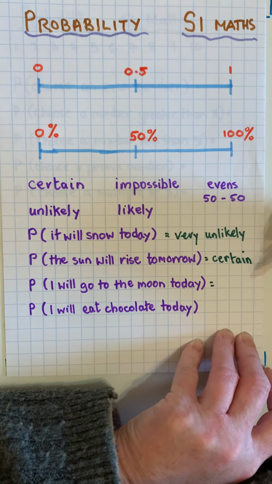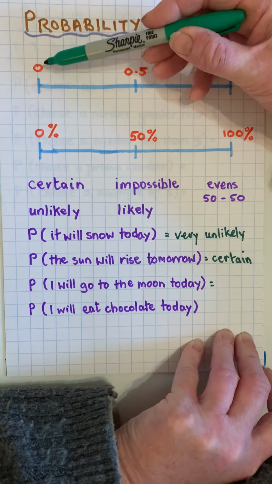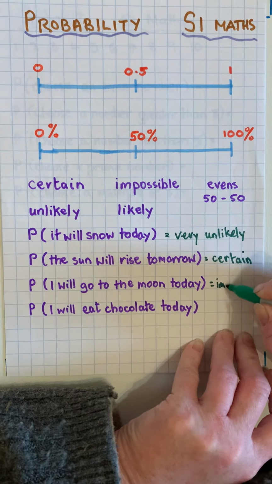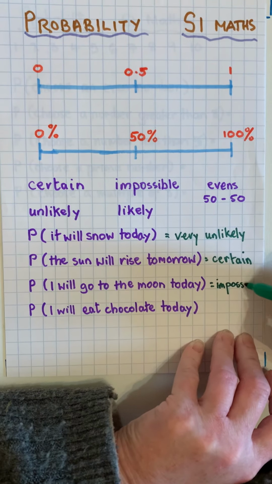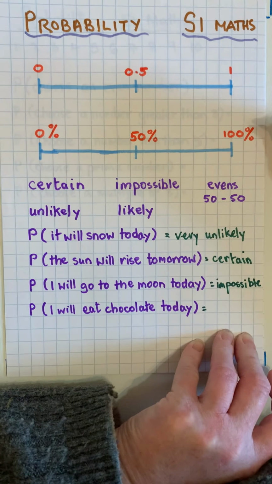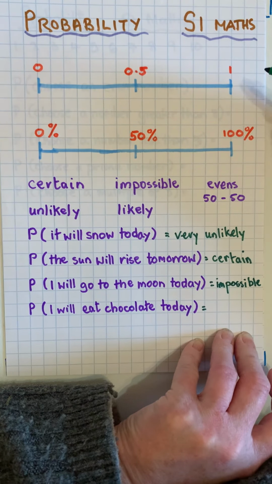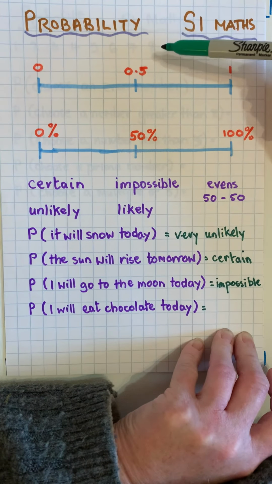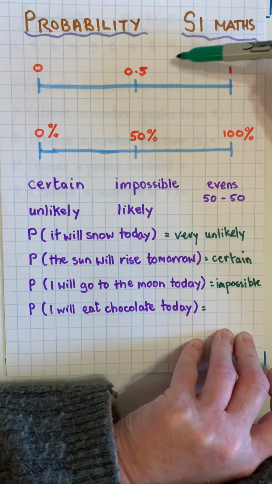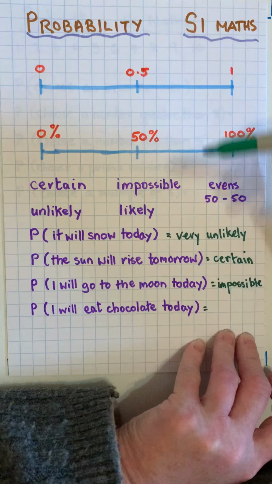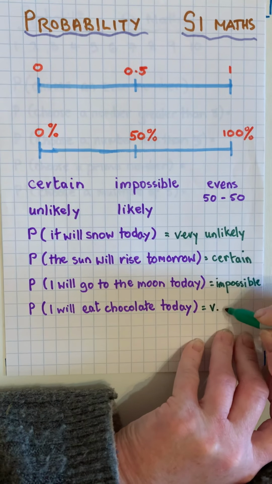What is the probability I will go to the moon today? That is going to be 0 or impossible. I will not be going to the moon today. I have not completed my training. Finally, what is the probability I will eat chocolate today? Well, that's probably going to be somewhere in here, very likely, assuming I've got any left. So I'm going to say that's very likely.